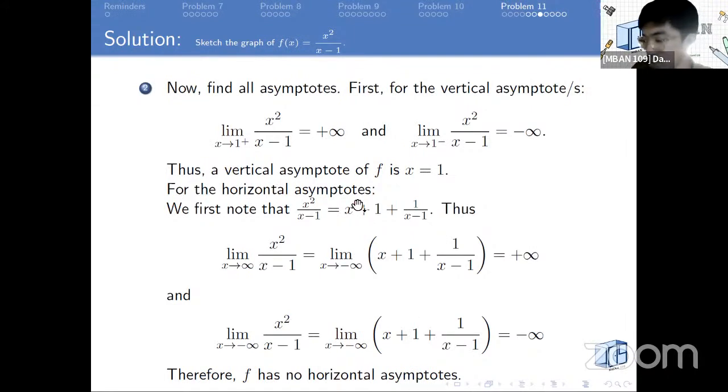So for the horizontal asymptotes, we first note that x squared all over x minus 1 equals x plus 1 plus 1 over x minus 1. So bakit naging ganun? I-divide nyo lang yung x squared by x minus 1, and ayan yung lalabas. Yung expression na to.